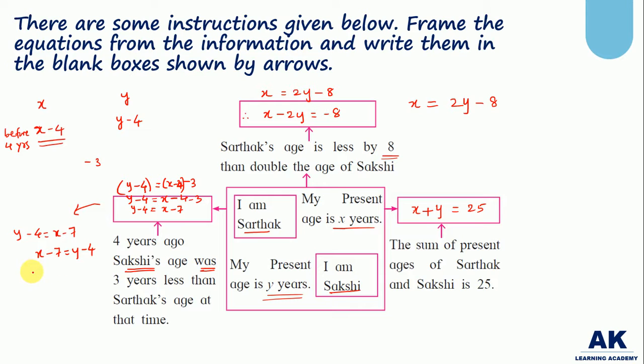In the same way, X minus 7 minus Y plus 4 is equal to 0. If I rearrange this equation, minus 7 plus 4 becomes minus 3. So X minus Y minus 3 is equal to 0, and X minus Y is equal to minus 3 becomes plus 3. So that is the answer: X minus Y is equal to 3. So this is the first question.